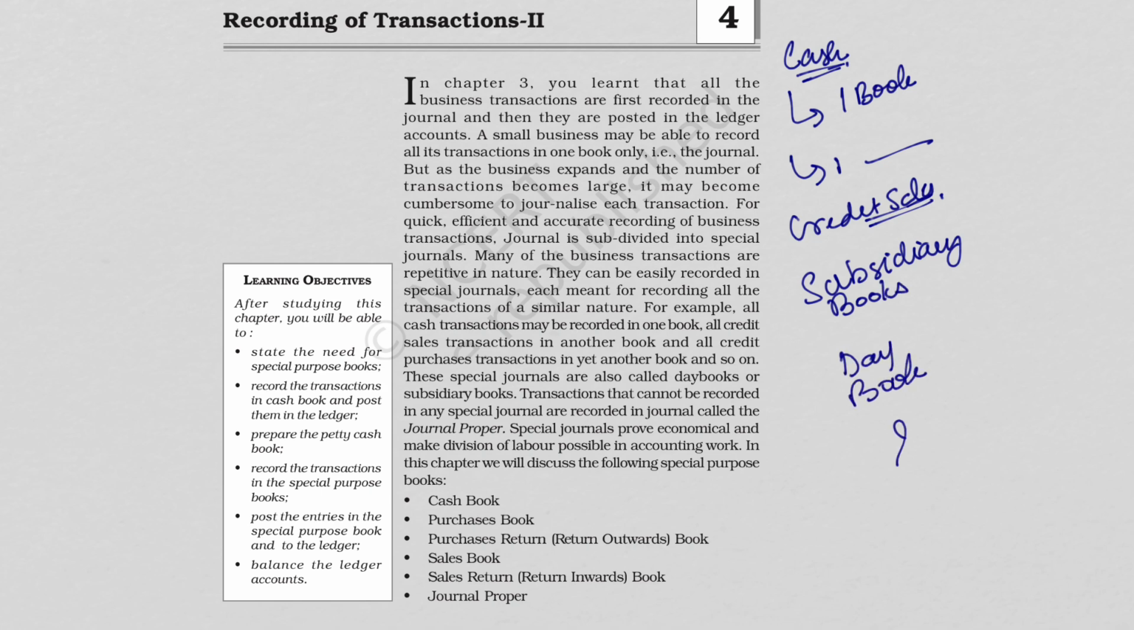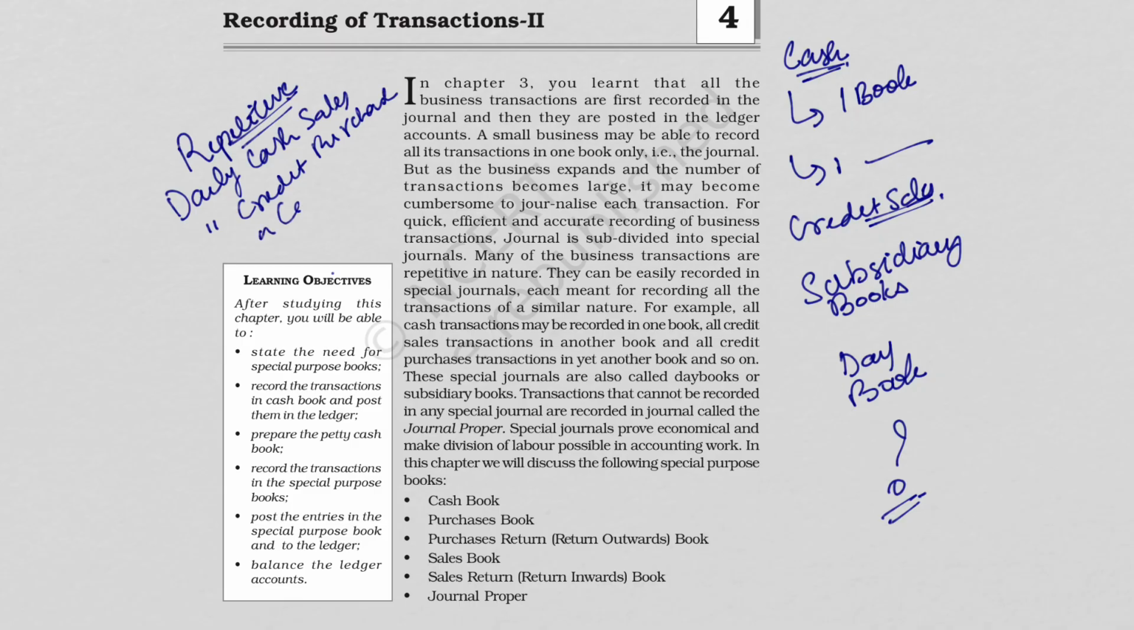So why are they important? Because many transactions in business are repetitive in nature. For example, we have daily cash sales, daily credit purchases, and daily cash expenses. So instead of writing full journal entries again and again, we maintain separate books. This saves time as well as increases efficiency.